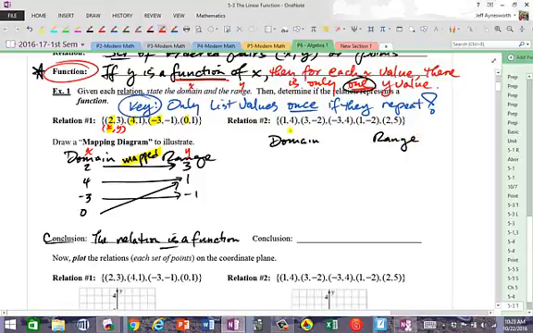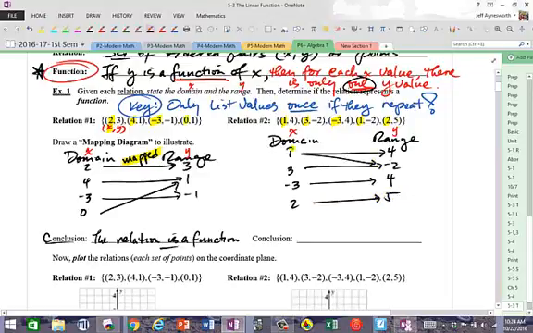Remember, domain is the set of x values, range is the set of y values, and let's list them out. In the domain, I see 1, 3, negative 3, 1, I see a repetition right there, and then 2. So we only list it once, though, as I said. So 1, 3, negative 3, and 2. So 1 gets mapped to 4, 3 gets mapped to negative 2, negative 3 gets mapped to 4, and 1 gets mapped to negative 2, right there. And 2 gets mapped to 5.